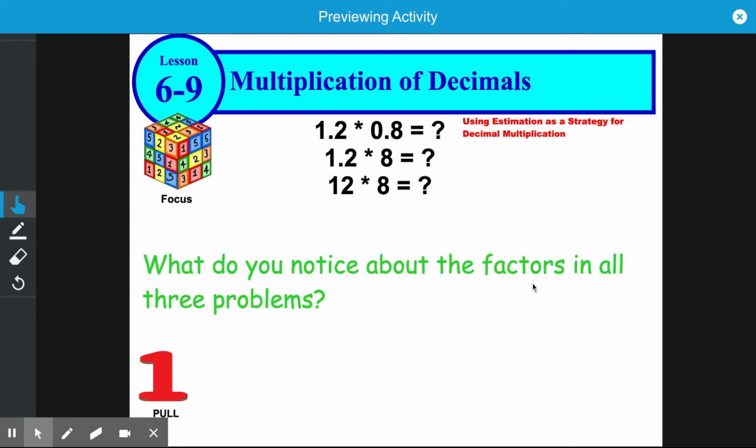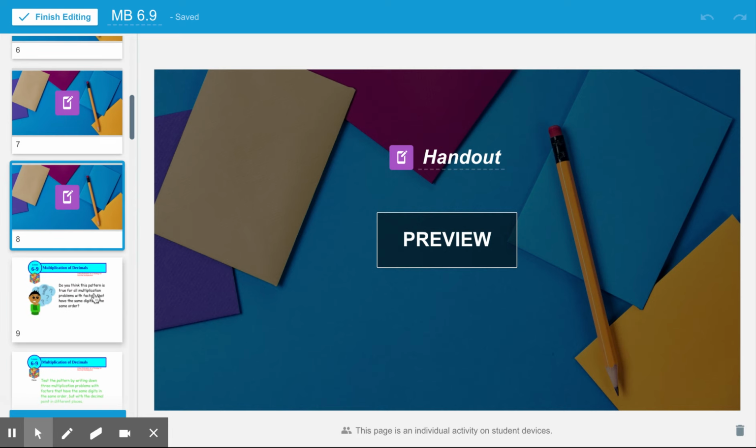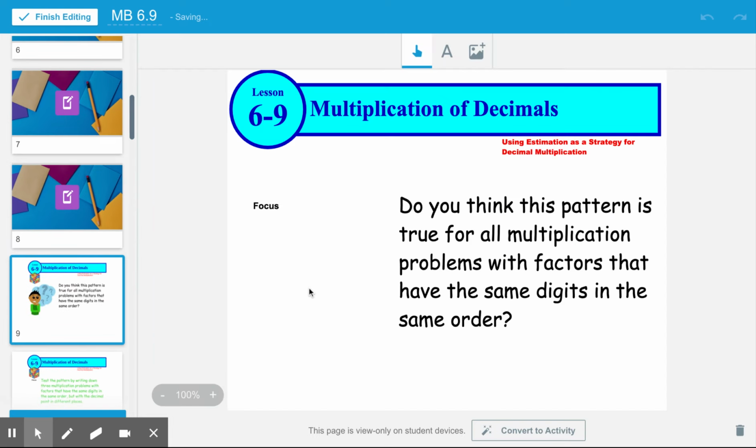I hope that you found that 12 times 8 was 96. And as you look up this table, so we start here, and if we move up, 1.2 times 8 would be 9.6, which we found earlier. And 1.2 times 0.8 would be 0.96. And I hope you found that the digits are the same in all 3 problems. It's just their value based on where that decimal place lies in your calculator. Do you think this pattern is true for all multiplication problems with factors that have the same digits in the same order?